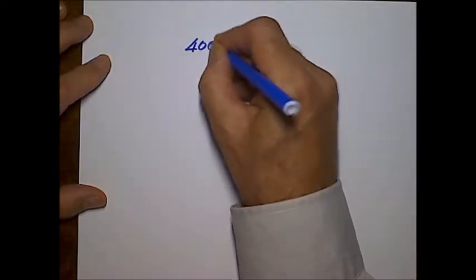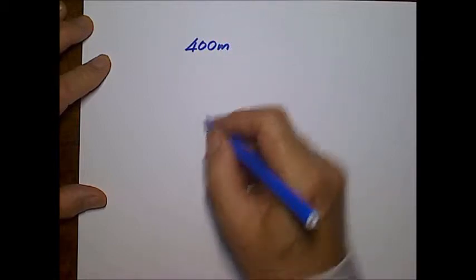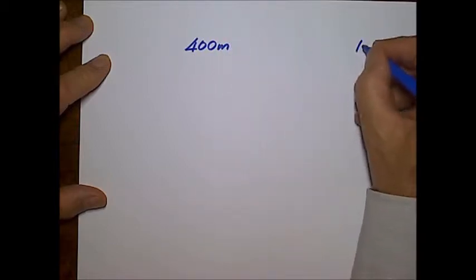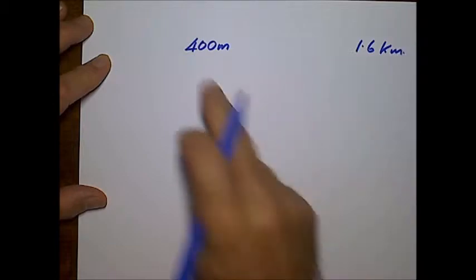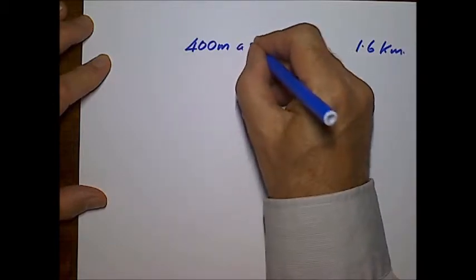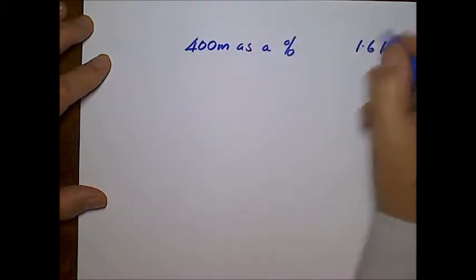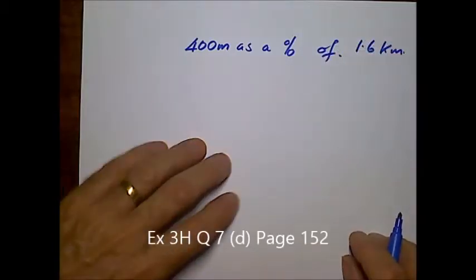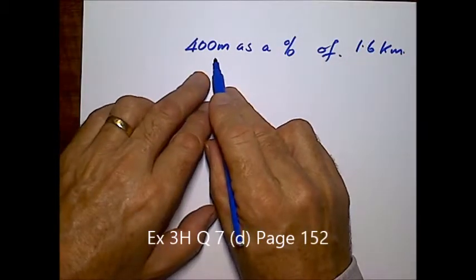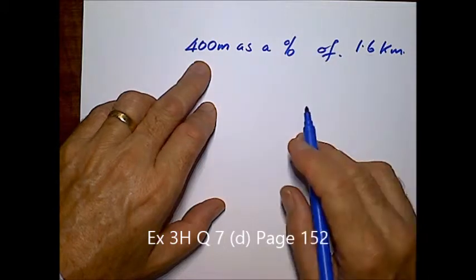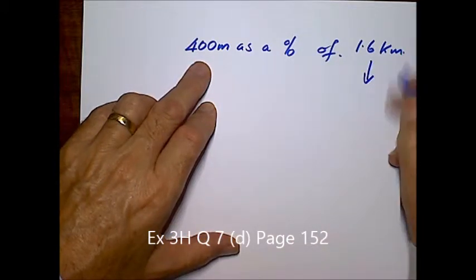It becomes a little bit more difficult, but not that much more difficult, if we have two quantities being compared, but they aren't in the same units. An example of that is, imagine I've run 400 metres out of a race of 1.6 kilometres. So I want to find 400 metres as a percentage of 1.6 kilometres. So the quantity is the same, both of them are distance, but this one is measured in kilometres.